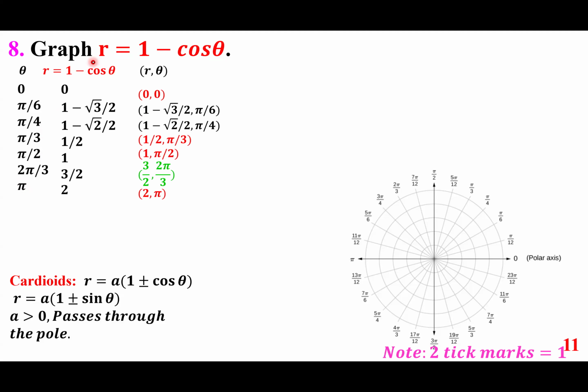Now again, we're going to go with 2 tick marks. And 0, 0, of course, is the pole. Class, when R is 0, doesn't matter what angle, any angle. When R is 0, it's the pole.